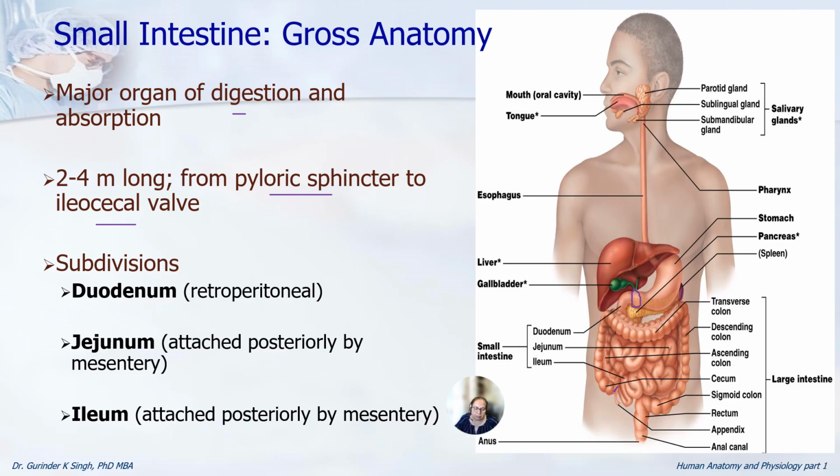It has 3 parts. One is the duodenum. The duodenum actually goes backwards, posteriorly, and it is a retroperitoneal structure. Then the second is the jejunum, which is attached by the mesentery, present towards the posterior side, attached to the dorsal wall of the abdominal cavity. And then we have the ileum, which is also attached posteriorly to the dorsal wall by the mesentery. So 3 parts: duodenum, jejunum, and then ileum.